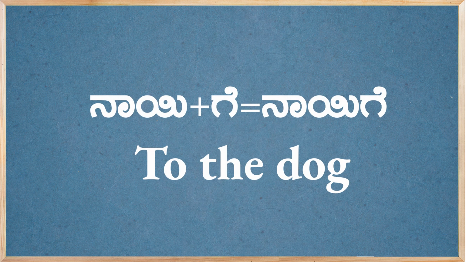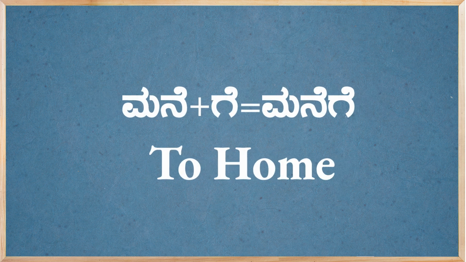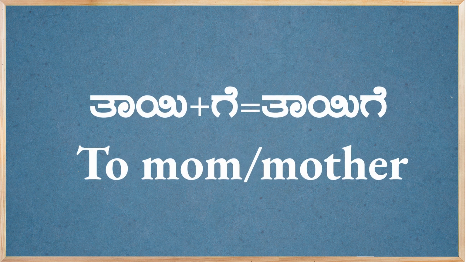For example, nai plus ge, naige, means to the dog. Mane plus ge, manege, to whom. Tai plus ge, taige, to mom or to mother, and etc. Then you learned how different vowel ending words require different case markers to form an appropriate sentence. If you watch the video again, you will easily grasp the distinct components.